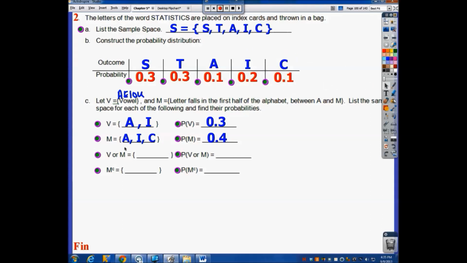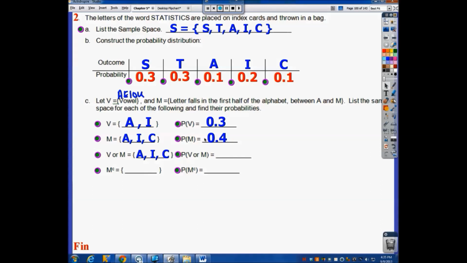V or M, that we have a vowel or it falls in the first half of the alphabet. Well, we can just really look at our two events here and see, well, what do they have all together? They have A's, they have I's, and there's a C. So A, I, and C would be vowel or in the first half of the alphabet.